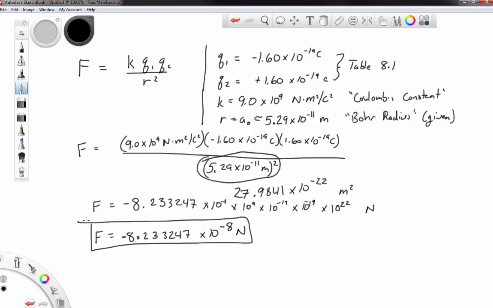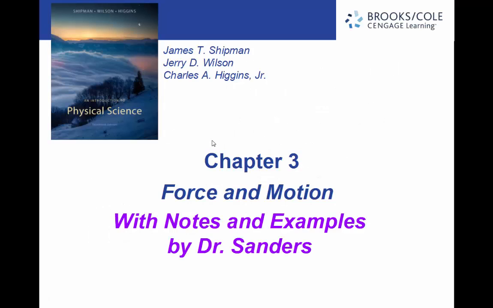Before moving on, I wanted to, just for fun, compare what we would get if, instead of looking at the force obtained from this charge, we looked at the force of gravity between the two. And to do that, we're going to have to go back to an earlier chapter, specifically chapter 3, which is the force and motion chapter in our Introduction to Physical Science text.